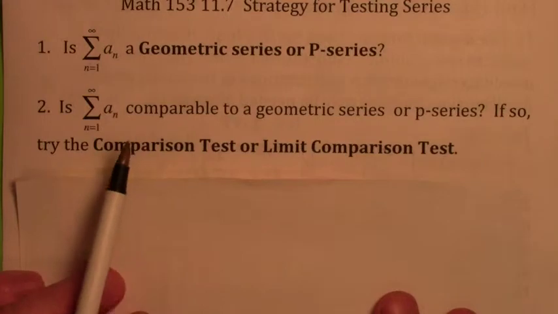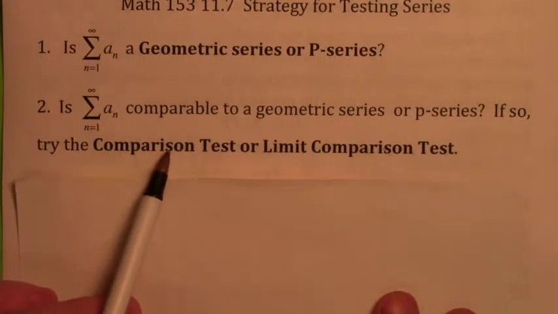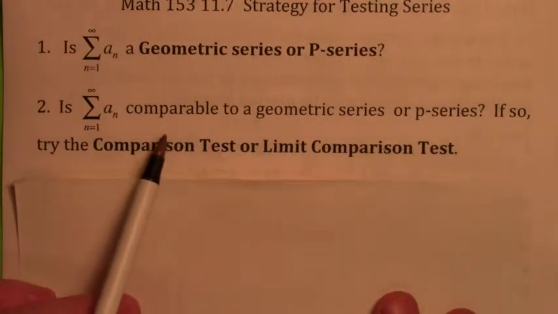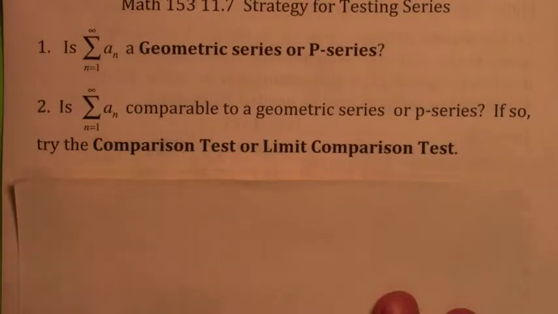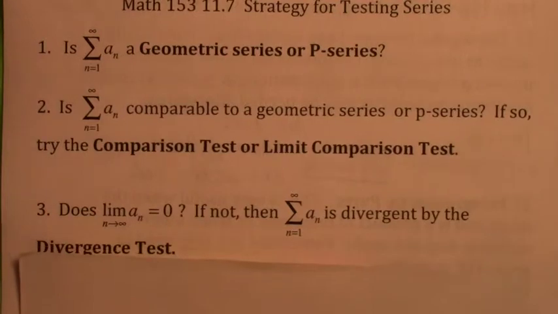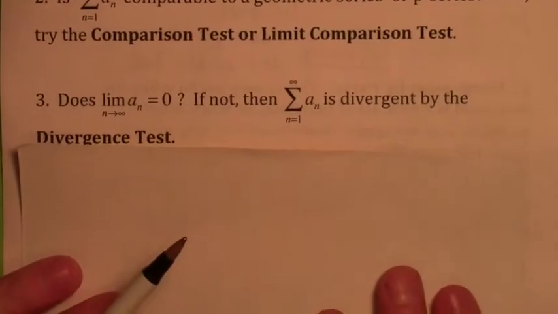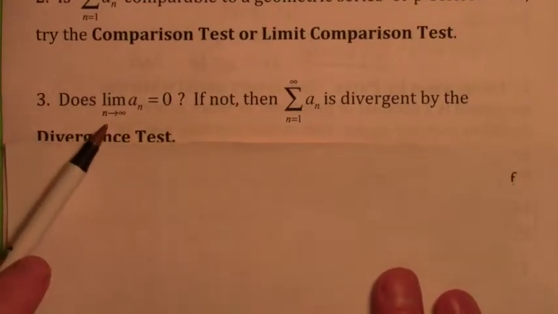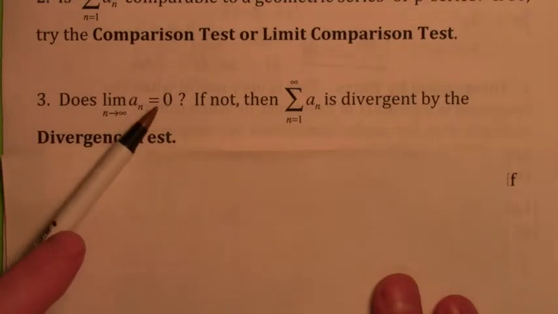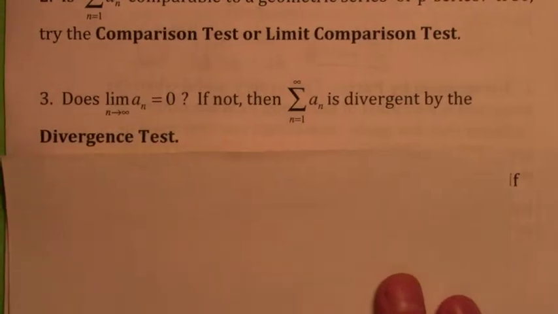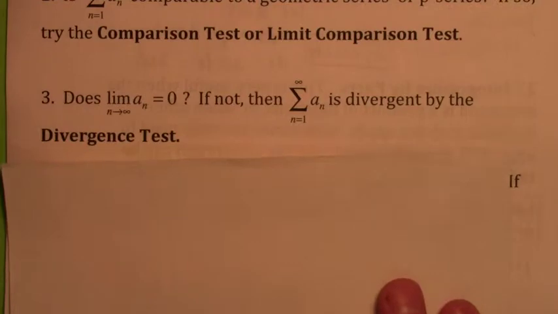It's amazing how helpful the comparison tests are. Maybe you can make it greater than or less than a convergent or divergent p-series. And then another one would be to look at the nth term. You could do this first, actually. Does the nth term of the series go to 0? If it doesn't, then you know that you have a divergent series.